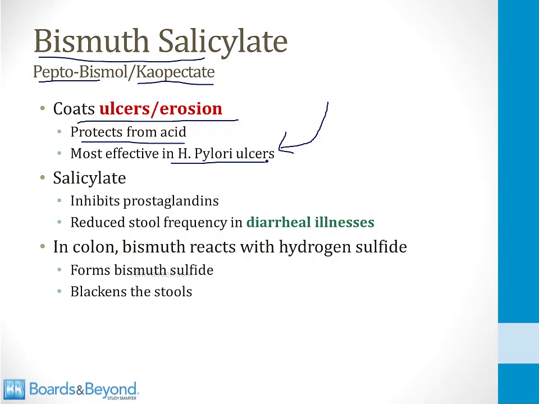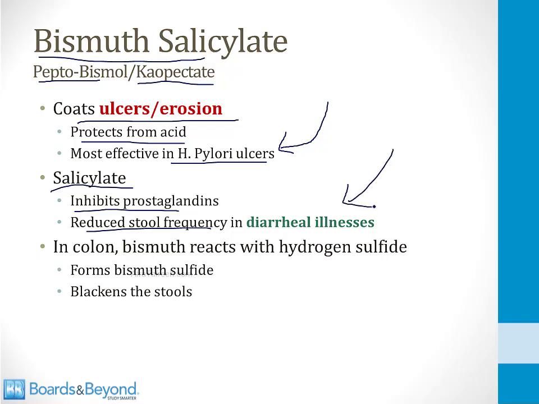Now, another portion of this drug besides bismuth is the salicylate portion, and that portion inhibits prostaglandins. And this is helpful in diarrheal illnesses because it turns out prostaglandins stimulate the release of mucus and water in the GI tract. So by inhibiting prostaglandins with salicylate, you will reduce stool frequency. So a second use of Pepto-Bismol, as you may know, is in diarrheal illnesses.